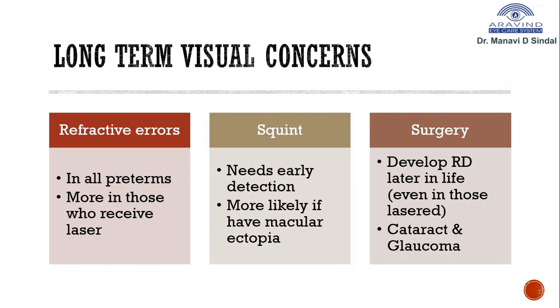Refractive error is the main concern, and all premature babies need to be screened for refractive error, whether they developed ROP or not, because the incidence is higher in them. The incidence is significantly higher in those who receive laser. They also develop quantitatively higher myopia. They are more prone to develop squint, and they can develop retinal detachment at any time in their life, not related to their ROP, as well as cataract and glaucoma.